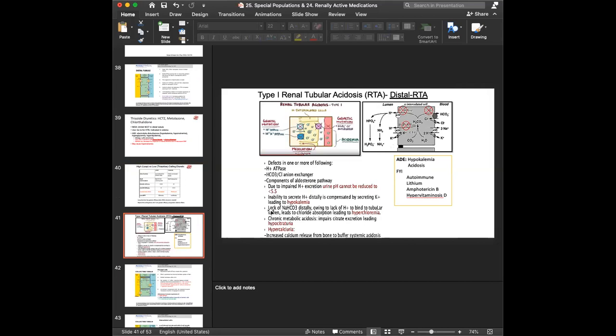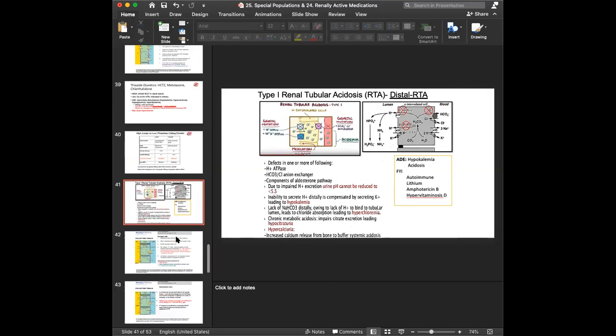Okay, type 1 RTA, remember, is shown here. And we've got hypokalemia. It also has hypocitraturia and hypercalciuria, and it's got a urine pH of greater than 5.5.